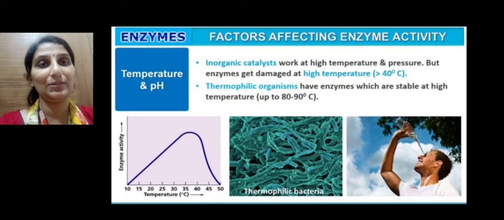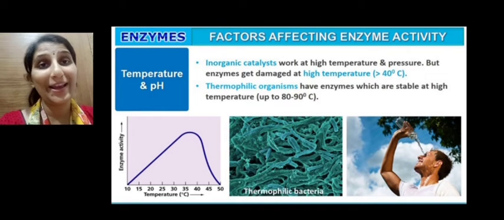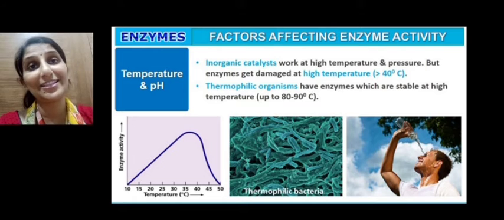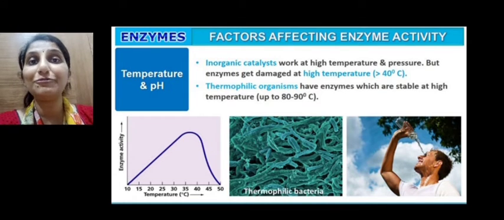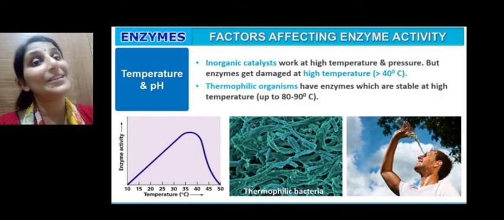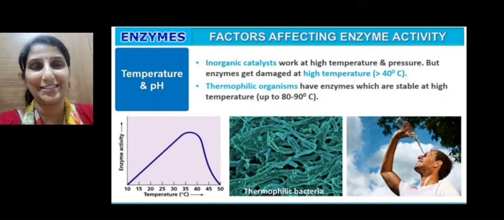Inorganic catalysts are active at high temperature and pressure, whereas enzymes, that is biocatalysts, get damaged at temperatures greater than 40 degrees Celsius. That is why, dear children, when you have a fever, that is when your internal body temperature increases, you get indigestion. That means the enzymes involved in digestion become denatured, and that is indigestion. You start to vomit, you have a poor appetite.